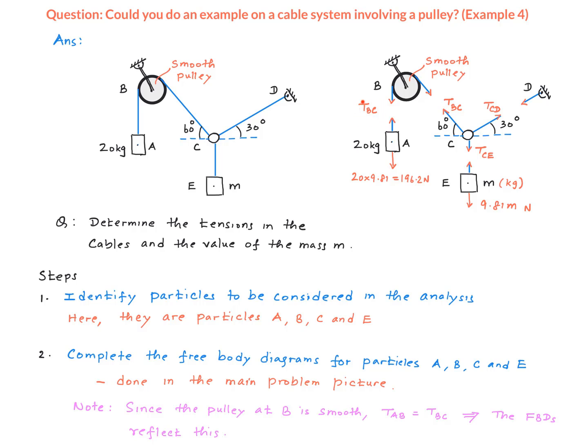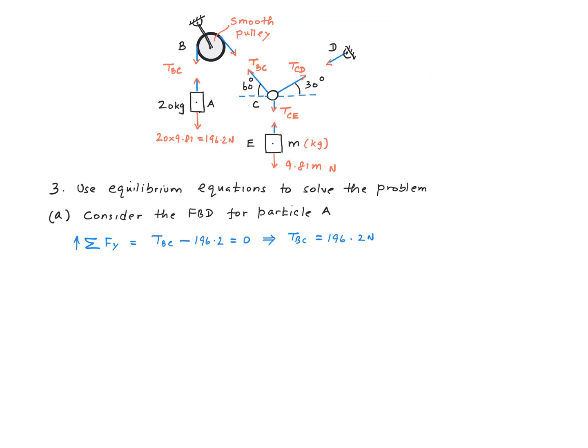Instead of calling this TAB, I'm calling this TBC. Otherwise, we'll be unnecessarily introducing an extra unknown. Not only that, unless we recognize this, we won't be able to solve the problem. Our final step is to use the equilibrium equations to answer the questions.